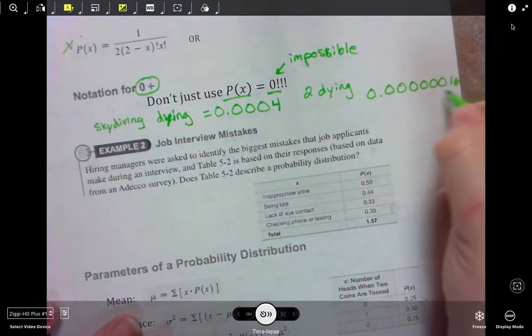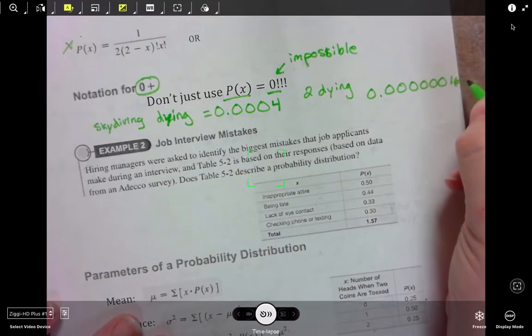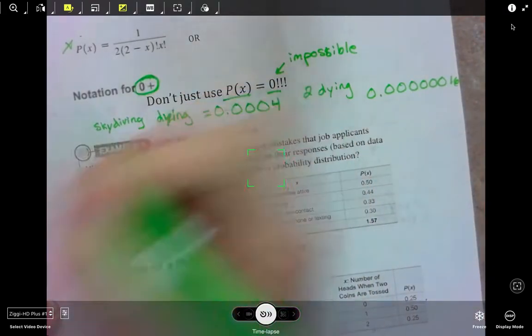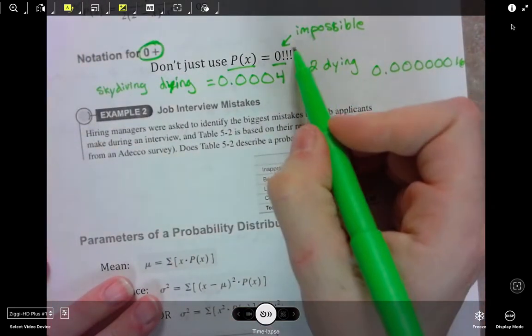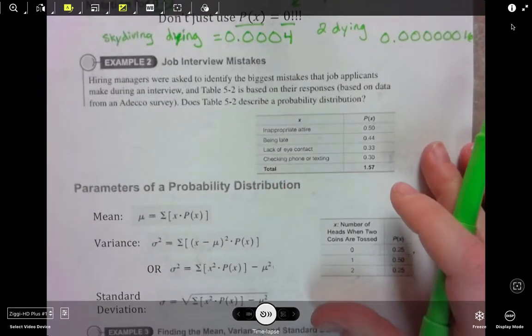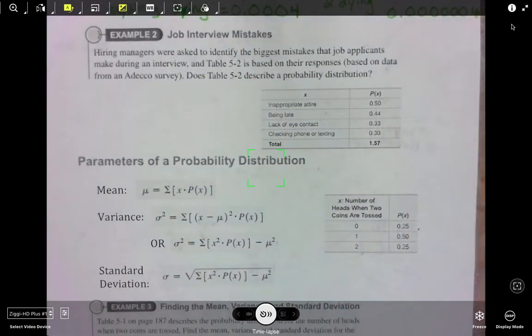It still could happen. It still has a 0.00000016 chance of happening. So we note that as zero plus. Okay. It's really close to zero. It's on the positive side of zero. It's not impossible, but it's so close to zero. Okay. All right. Example two.